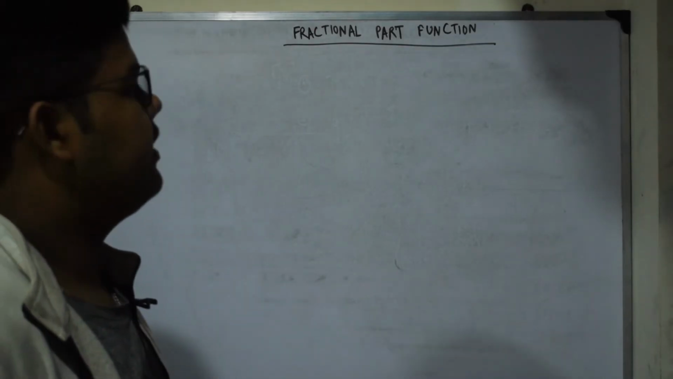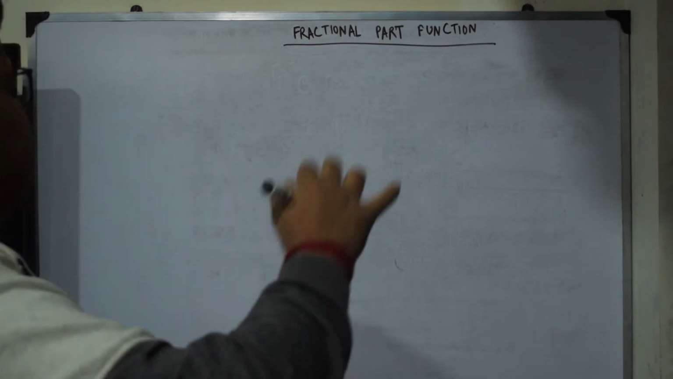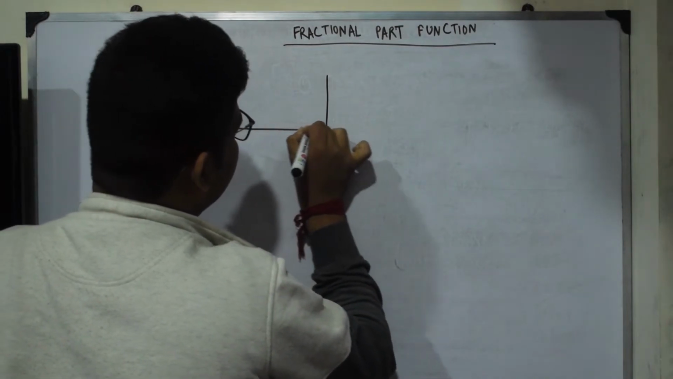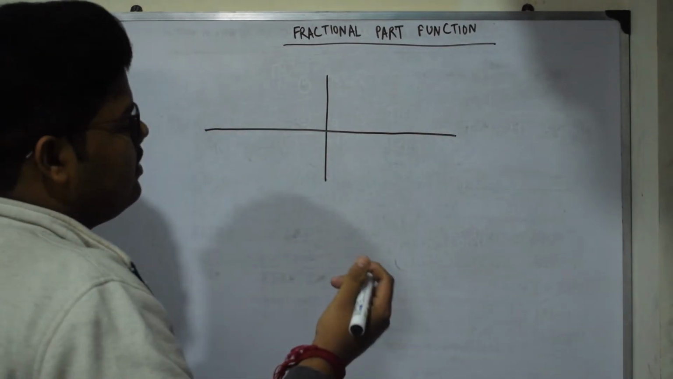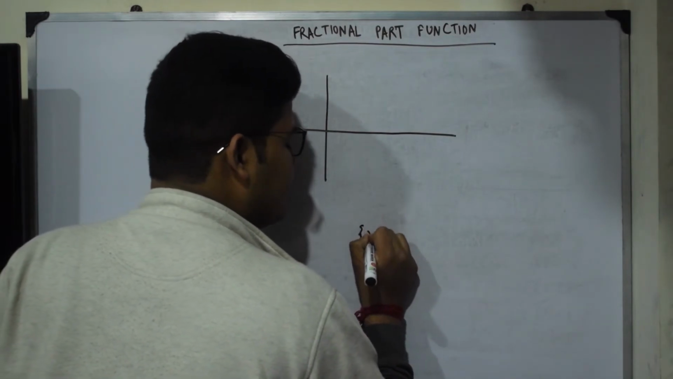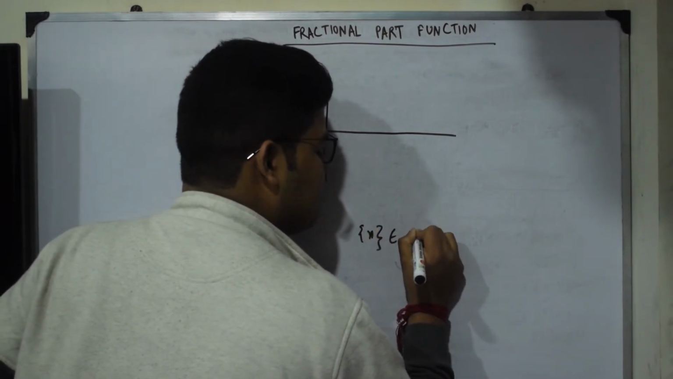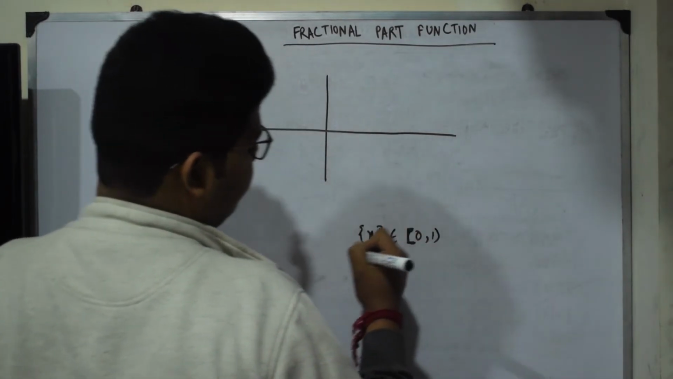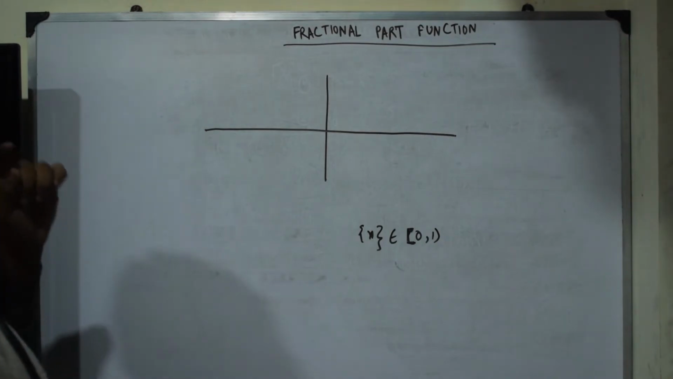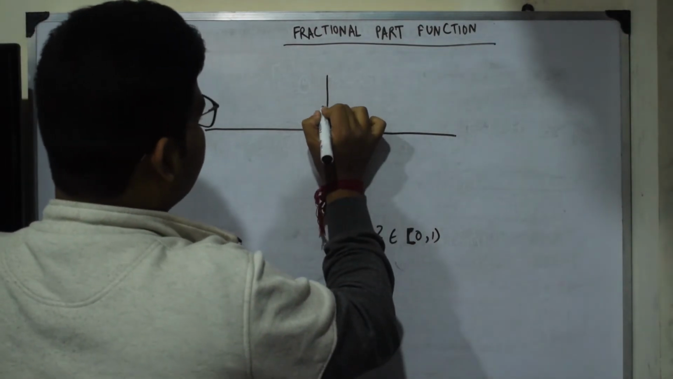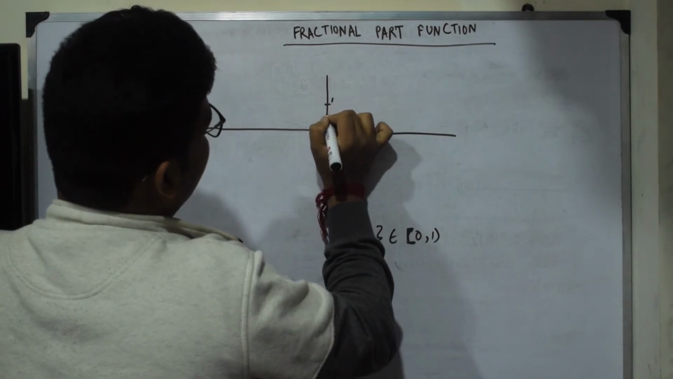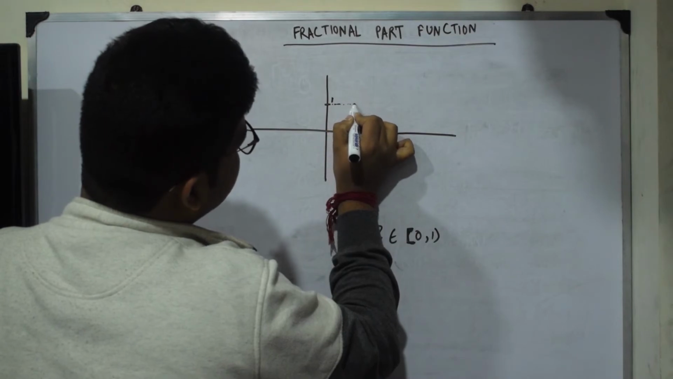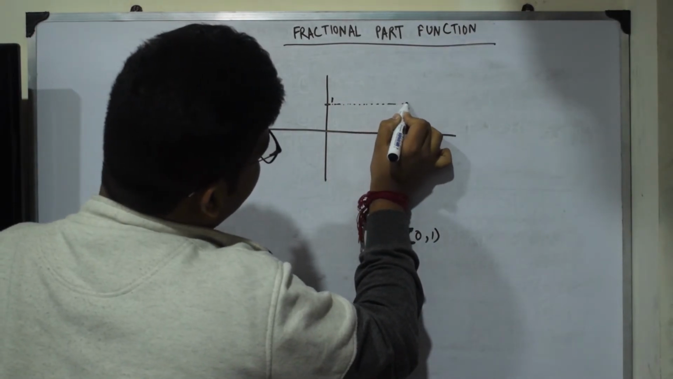Now let's come to the graphical part of the fractional part function. We have seen that the fractional part of any integer is 0, and the value of the fractional part of x always lies between 0 and 1. It can never be 1. So let me first plot 1, and this will be the line of discontinuity of the function.